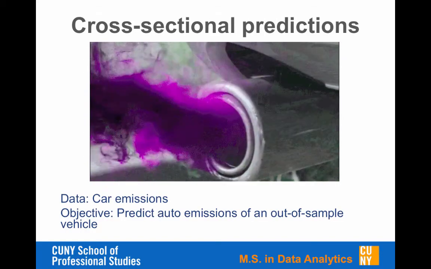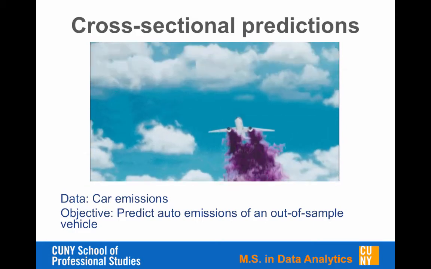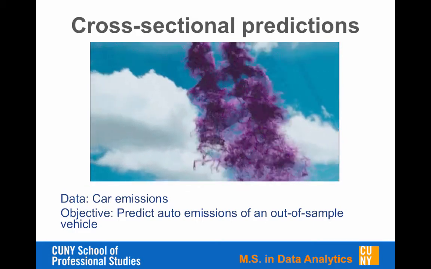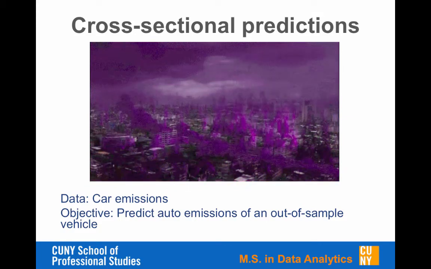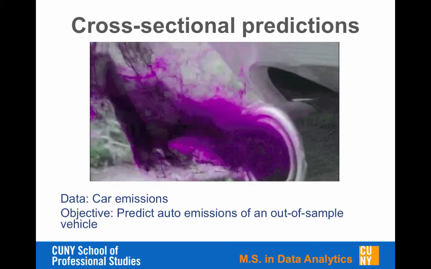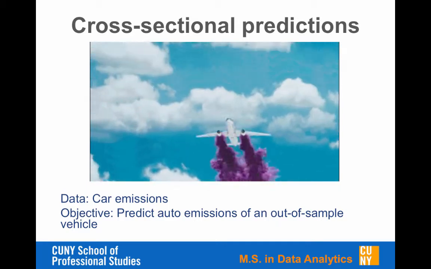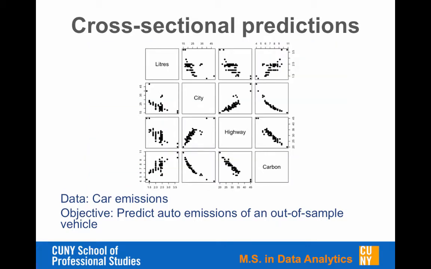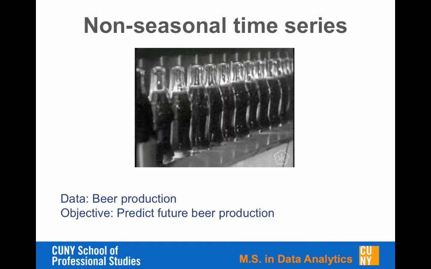So talking about certain types of predictions, one sort is cross-sectional predictions based on multivariate data sets. In Heinemann, we have car emissions in the data set fuel, and the objective is to predict the auto emissions of a sample vehicle. One way of doing that is with a scatter plot matrix, where you can see some of the relationships between the different variables.